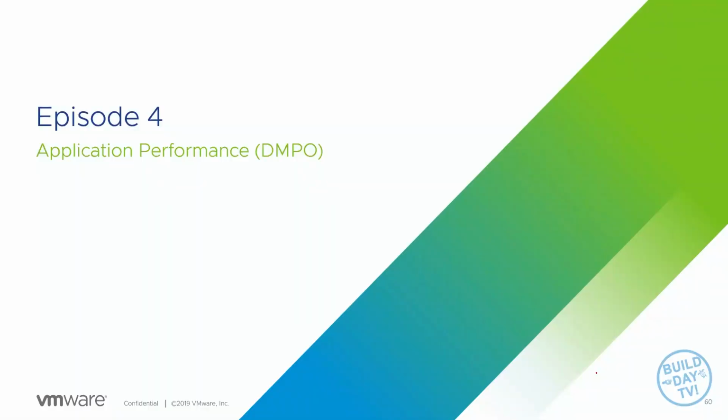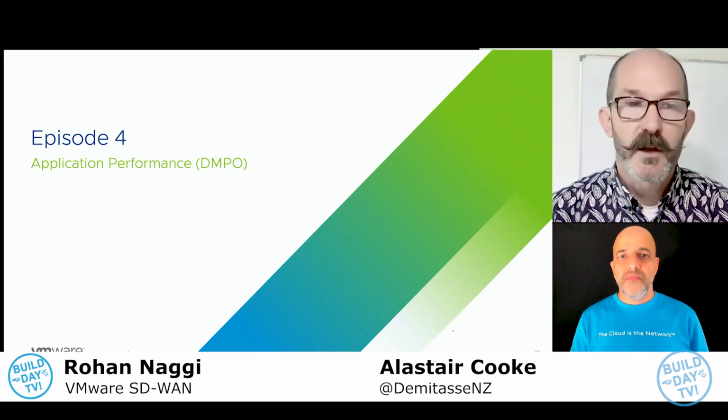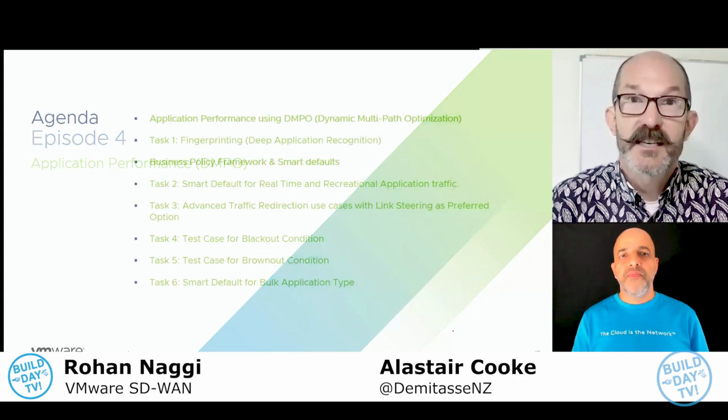I'm Alistair Cook, and we are carrying on with episode 4 of our series on the VMware SD-WAN solution. In this episode, we're going to learn about application performance and see how to configure it.